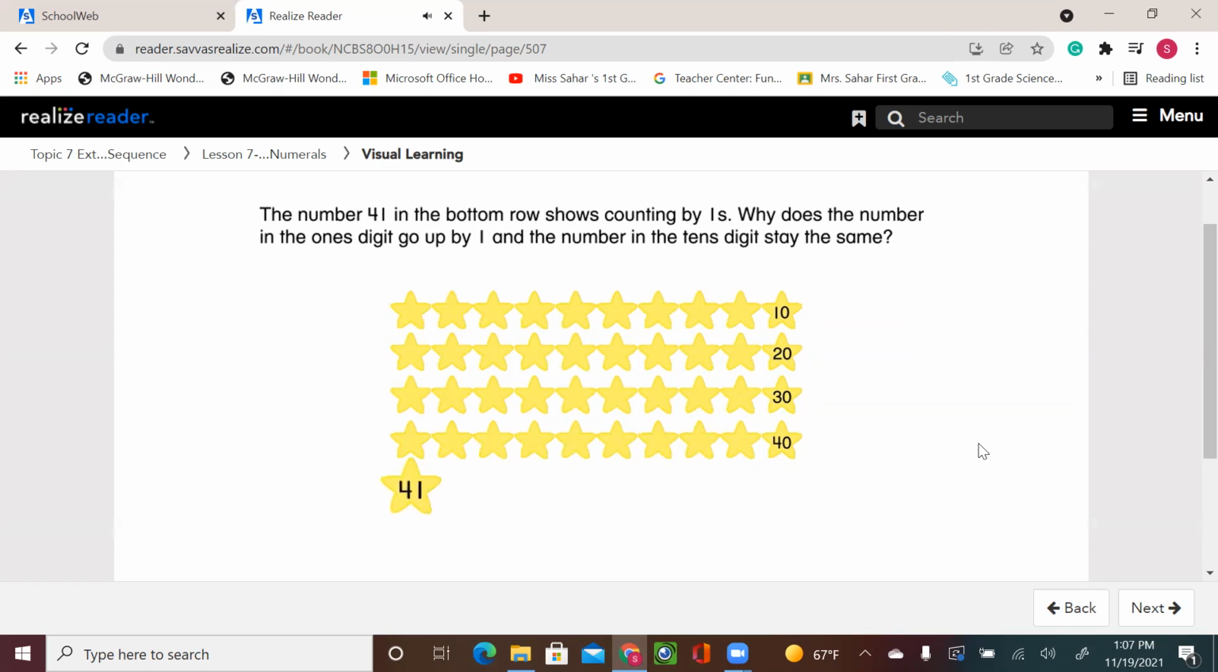The number 41 in the bottom row shows counting by ones. Why does the number in the ones digit go up by 1 and the number in the tens digit stay the same? Because we didn't complete a whole row, so we don't have 10 stickers. If we had, we could change the tens and increase by 1. We only have 1 sticker extra, so the row is still not full.